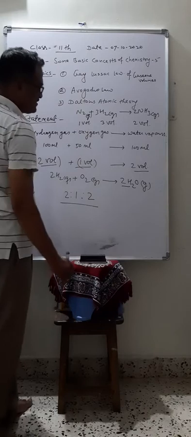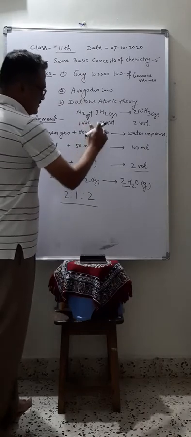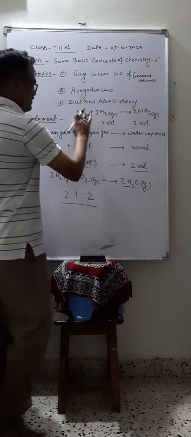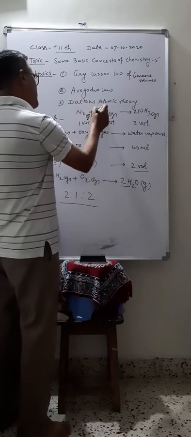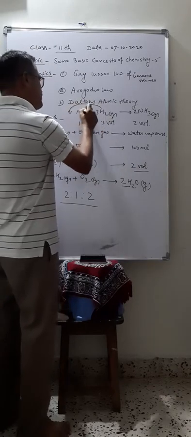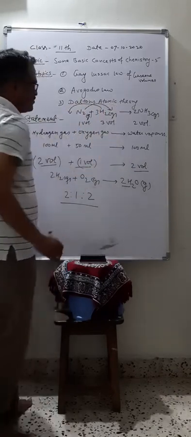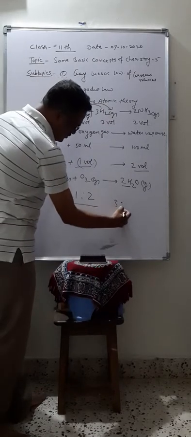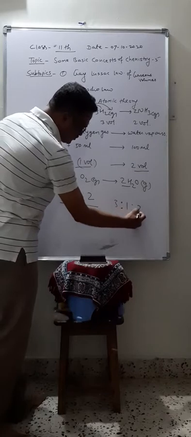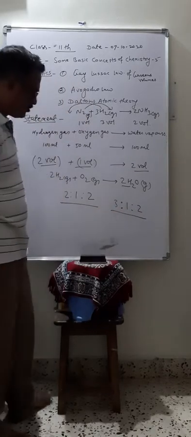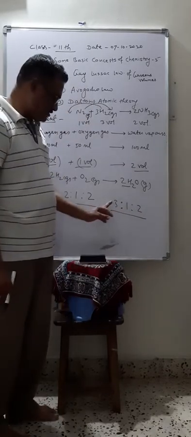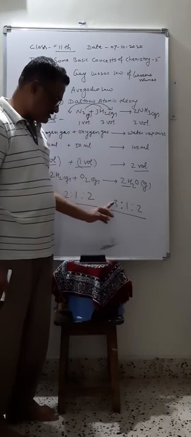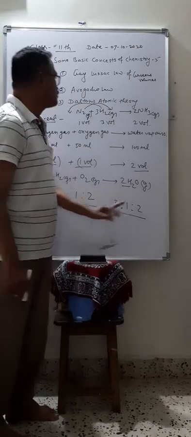the simple whole number ratio, or you can also write, first you write the hydrogen gas and then you can write the nitrogen gas. So at that time you can write here the simple whole number ratio is 3:1:2. This is the simple whole number ratio by volume, that is 3:1:2.